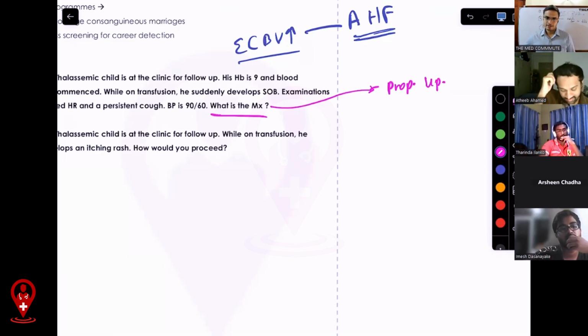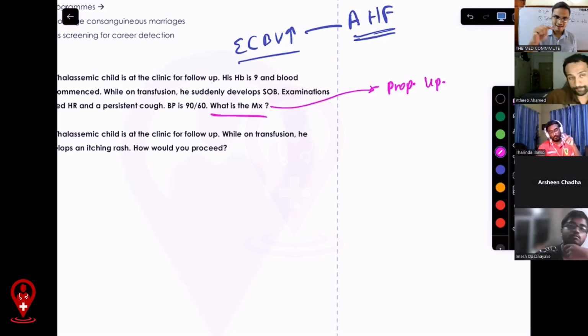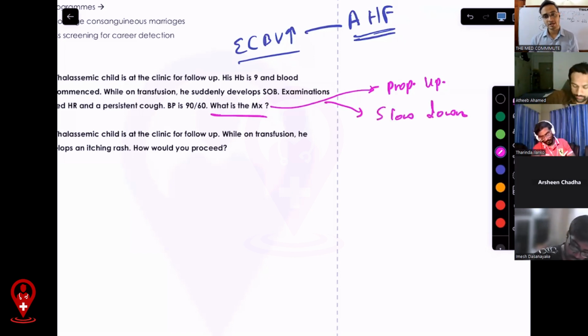Now, this heart failure occurring in this child, did it occur due to an intrinsic pathology in his heart? No, right? What happened? You did some intervention from outside, and that caused the heart failure. This is what we call iatrogenic. So if there is no problem in his heart pathologically, the second step is we slow down the transfusion. We don't need to completely stop. Slow down the transfusion, no need to stop it, right?